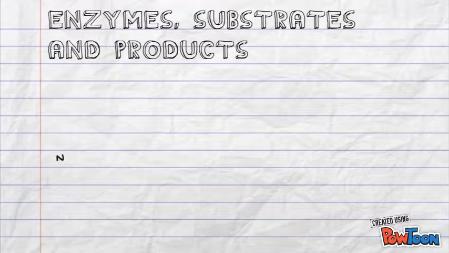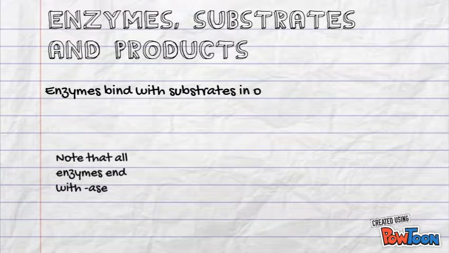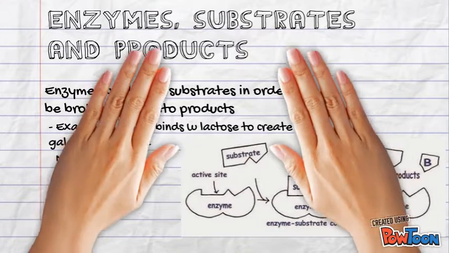We're going to be talking about how an enzyme forms a product. An example of an enzyme is lactase. The substrate is lactose and the products are glucose. When the substrate comes together with an enzyme, it forms the product.